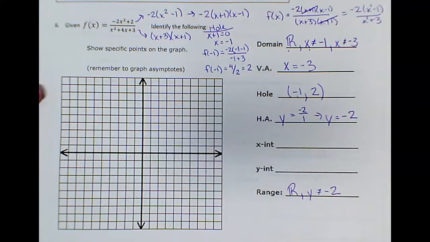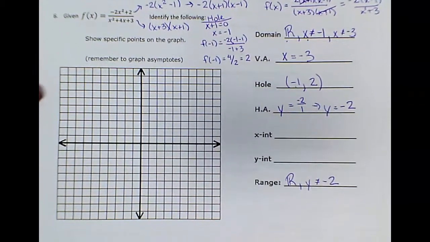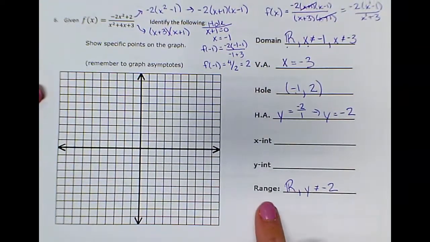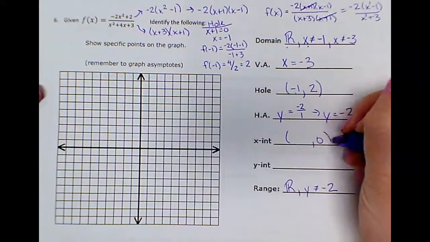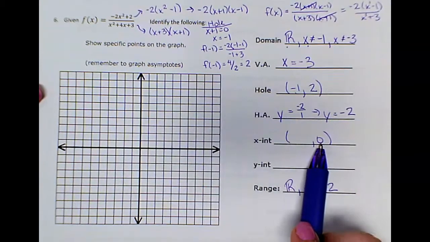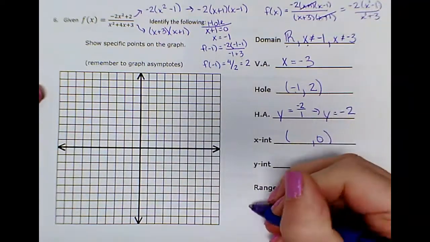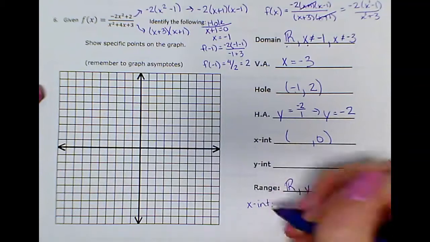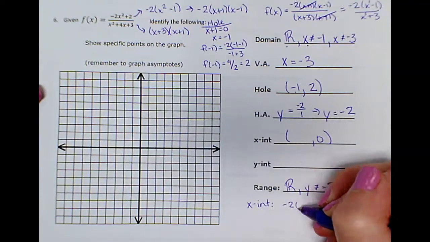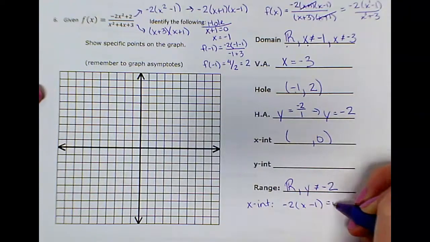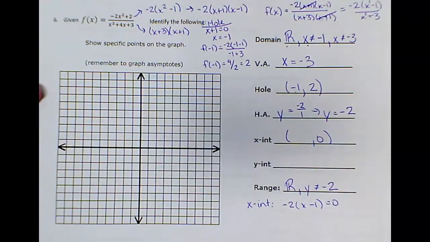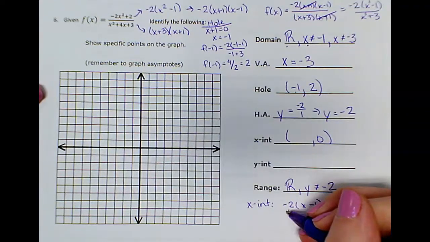Now for the intercepts. I'll probably do that work down here on the bottom. For the intercepts, I need to set the function equal to 0, which means I need to set the numerator equal to 0. So I'm going to take this numerator for my X-intercept and set it equal to 0. In order to solve, I'm going to set each individual factor equal to 0.